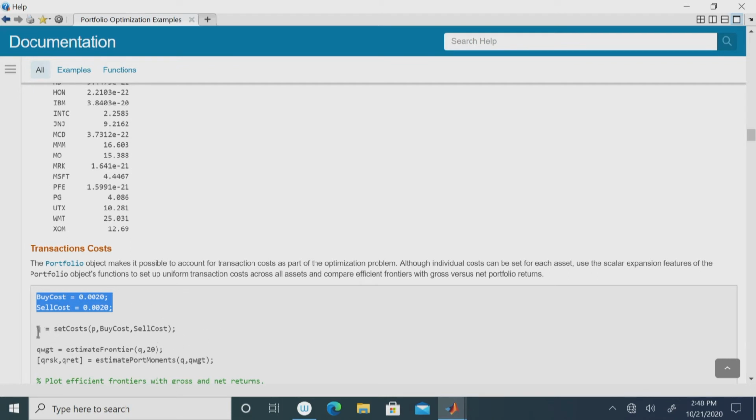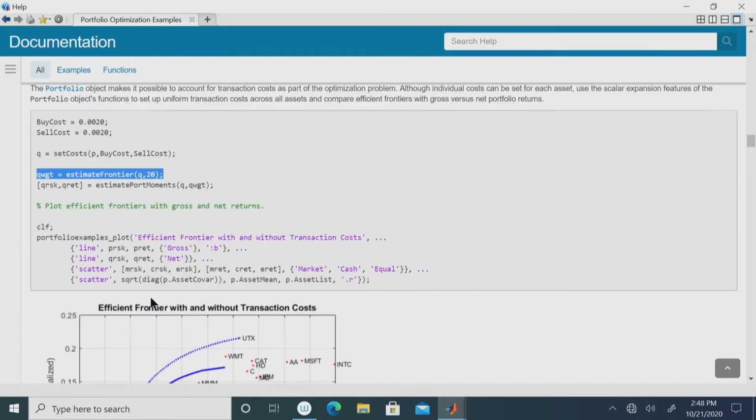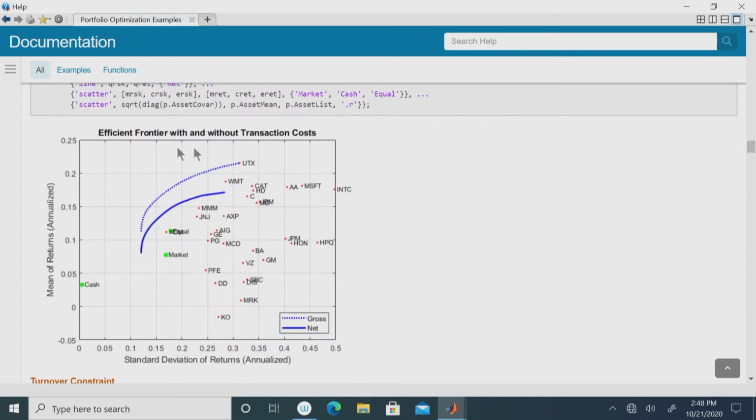So, the set cost is now assigned to this variable q, and now we are going to make an estimation of the efficient frontier after having incorporated the costs in terms of this q, and then we get the estimation of the portfolio moments using this q and the q weight. That means, q weight is the weights of the efficient frontier after having incorporated the cost in as q. So, again we now look at the plot. Here we have the efficient frontier without the transaction cost. So, observe carefully here. Everything is pretty much the same as before. You have all these individual assets, market and cash and this equal portfolio. And as I said, earlier we had looked at the gross efficient frontier, which is the dotted line, and this bold line that you have here is the net efficient frontier. So, this is one constraint that had to be included.